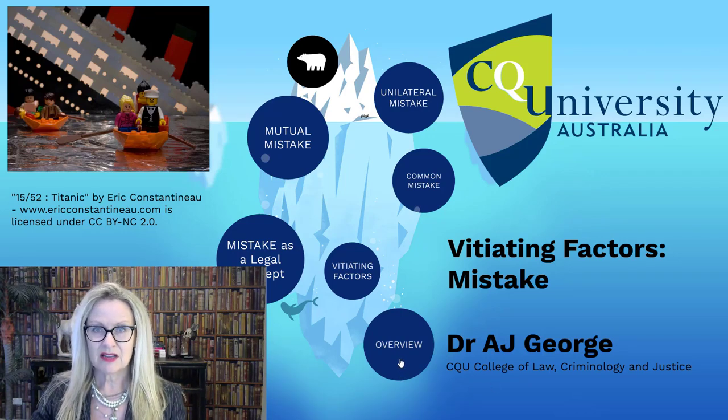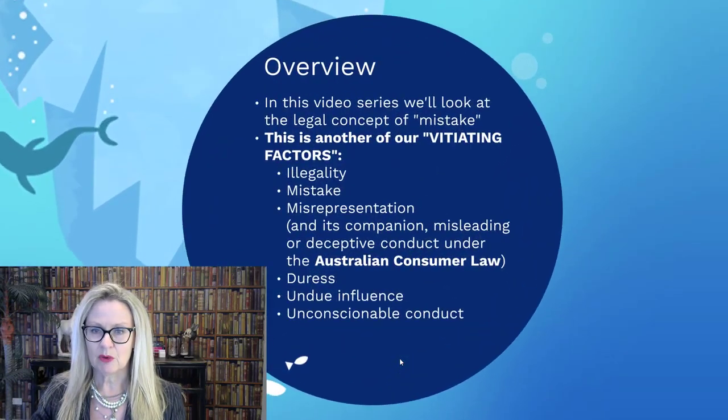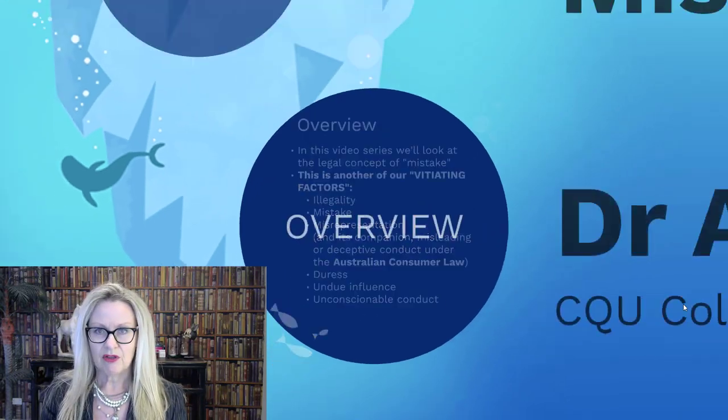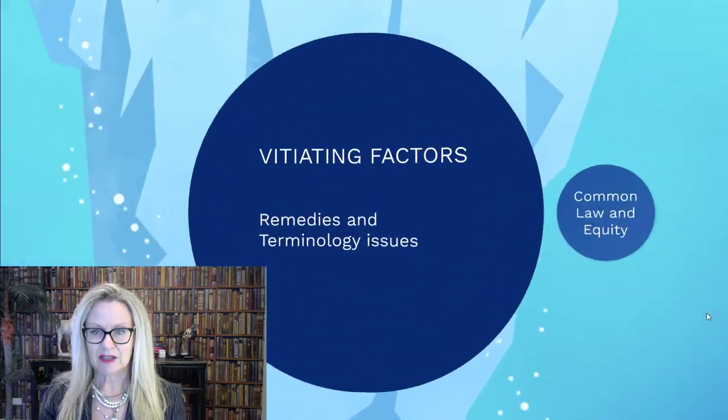Now, let's have a little look at where we're going and what we're doing today. We are doing mistake today, and mistake really is the first of the vitiating factors that starts to explore for us certain concepts in equity. So we'll be looking a little bit at equity today. And we'll be looking at the three main forms of mistake, which is common mistake, mutual mistake, and unilateral mistake. So that is the plan.